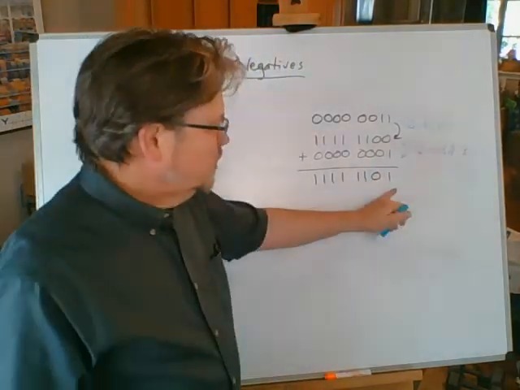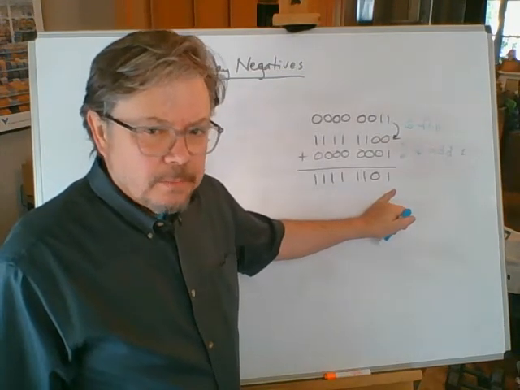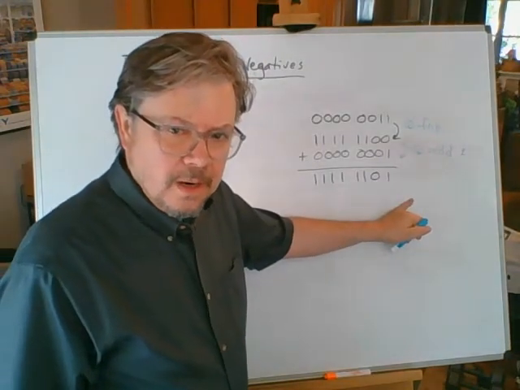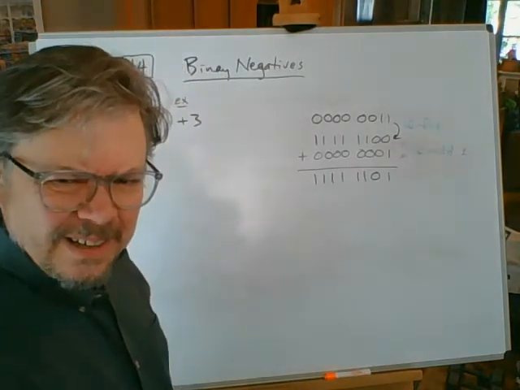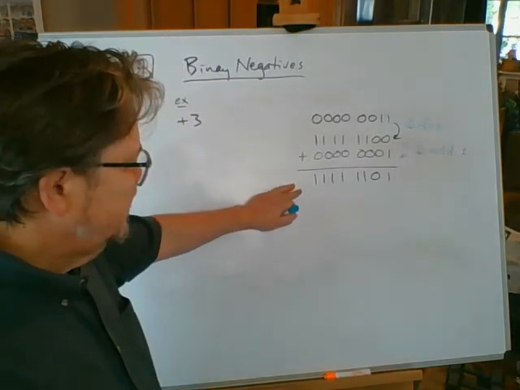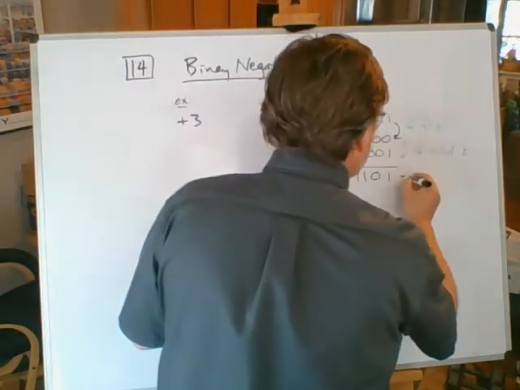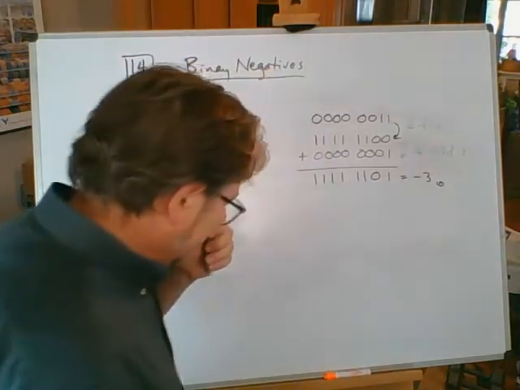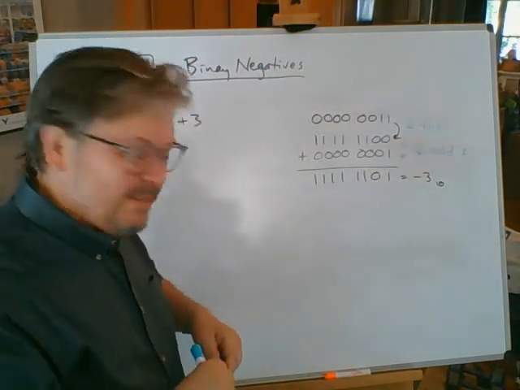And I can't write a little 2 down here anymore, even though this is a binary representation. Here's the weird part. This does not fit on the place value chart anymore. This is now our representation of negative 3. That doesn't look like any negative 3. I'm going to say it's equal to negative 3 in base 10. How could I even check and make sure that that's a usable negative 3?